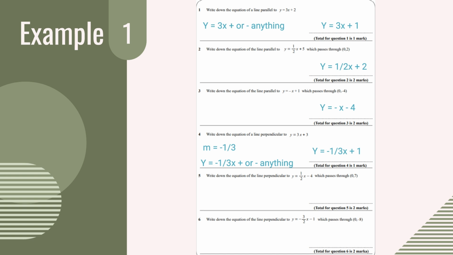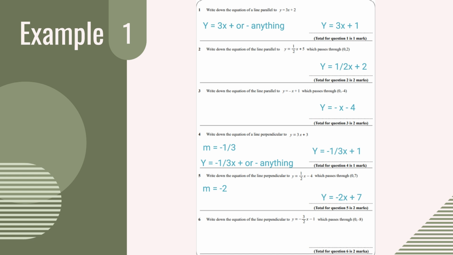Now in our fifth question, write down the equation of a line perpendicular to y equals a half of x minus 4, which passes through the point 0, 7. Our gradient, which is perpendicular, will be -2. So our equation is y equals -2x plus 7, as it passes through the point 0, 7.